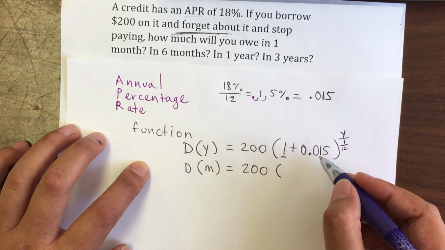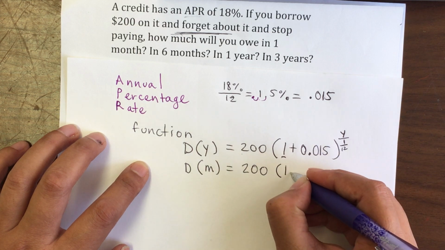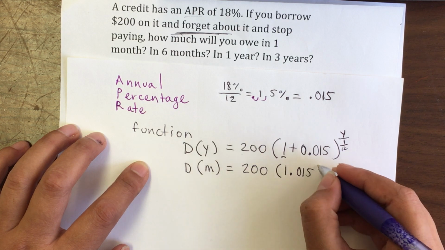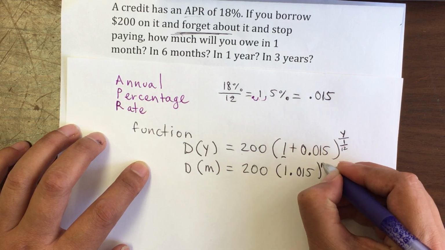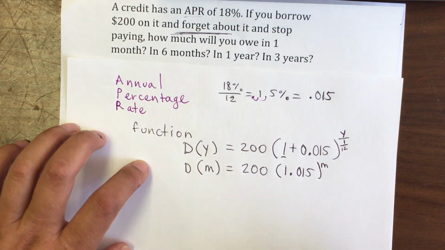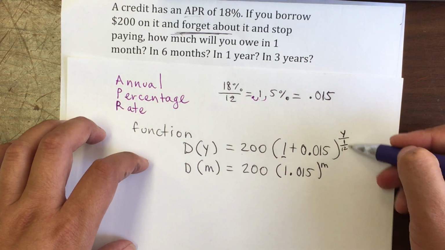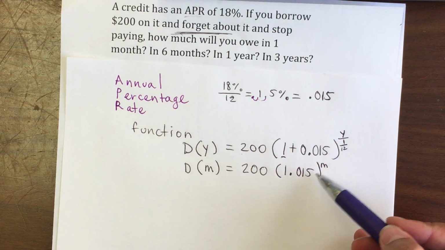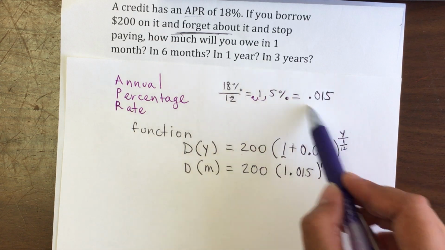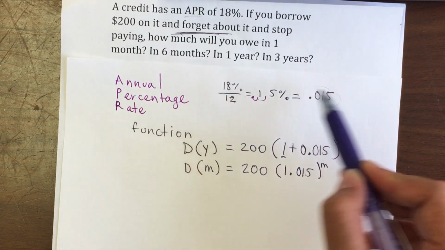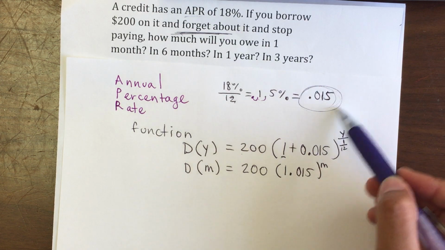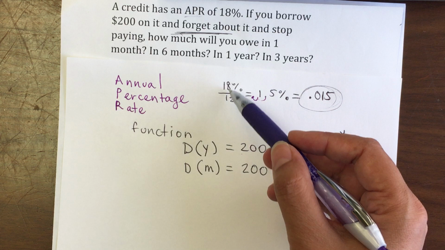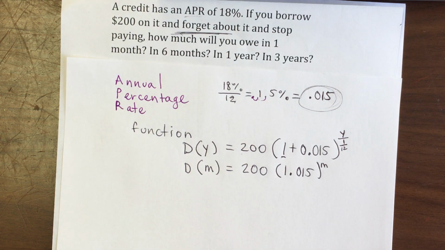1 plus 0.015 is 1.015 to the month. The cycle is the month. This is, again, represented as a month, so it's the same thing. And why can we use this? Because we already included this. By dividing it by 12, we already made it applicable as 1 month, by dividing by the 12 months that exist in 1 year. Okay?